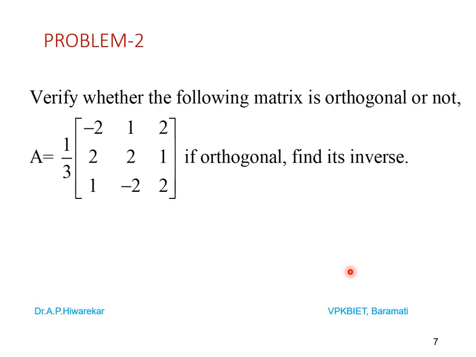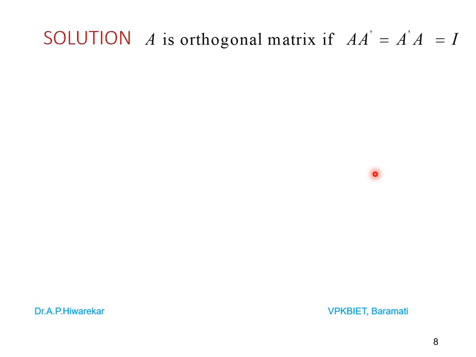Problem number 2. Verify whether the following matrix is orthogonal or not, where A is given as 1 by 3 times the matrix with rows minus 2, 1, 2; 2, 2, 1; 1, minus 2, 2. If orthogonal, find its inverse. So we have the given matrix A and we have to verify whether A is orthogonal or not. As we know, the property of an orthogonal matrix is that A is said to be orthogonal if A into A transpose is equal to A transpose into A is equal to I.